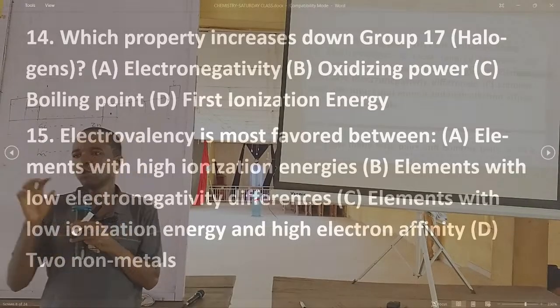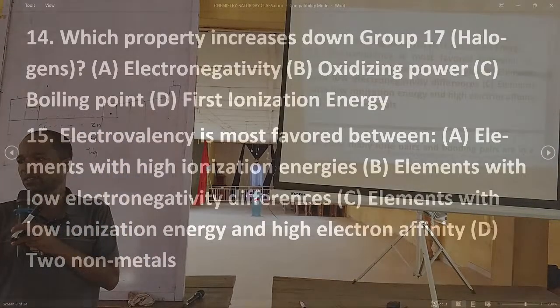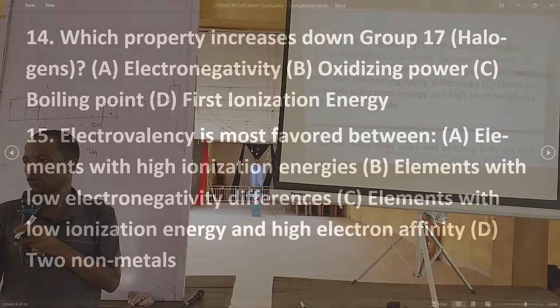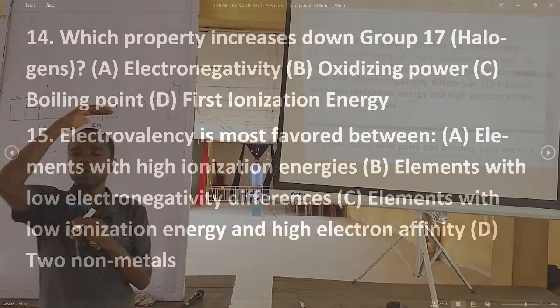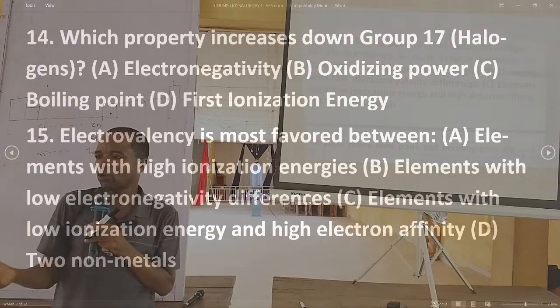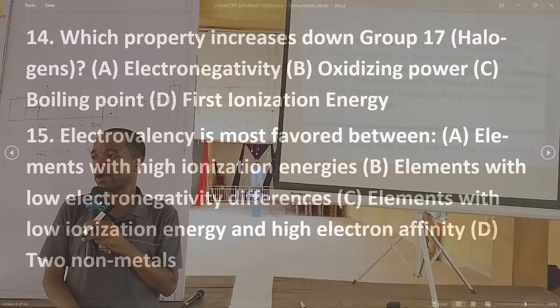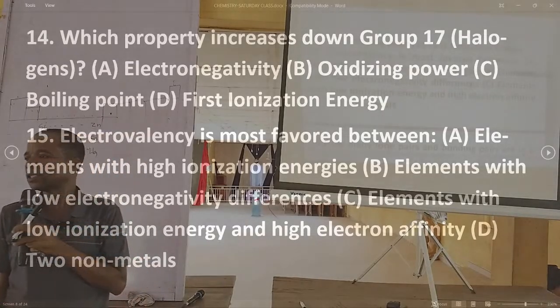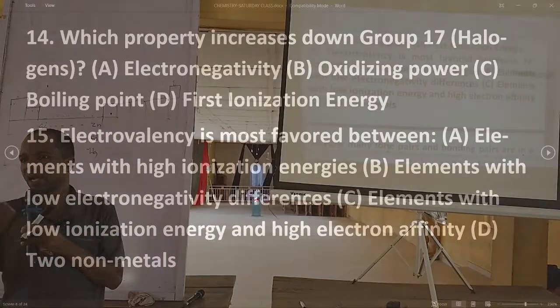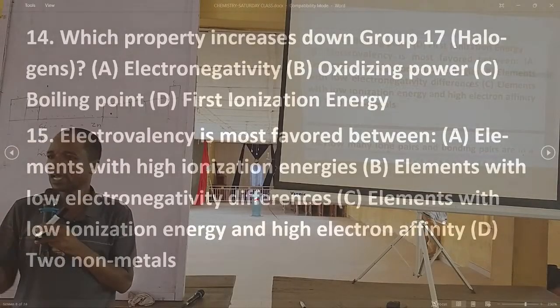So if you look at the elements in the halogens, there are 5 of them, and they also include the radioactive one, which is astatine. If you look at fluorine, chlorine, bromine, and iodine, fluorine will have the lowest boiling point. Iodine will have the highest boiling point. Why? Because of their molecular mass. Because the higher the molecular mass, the stronger the van der Waals force.